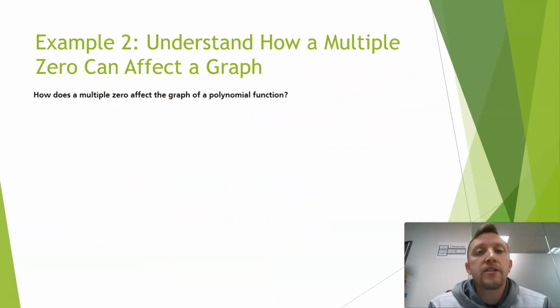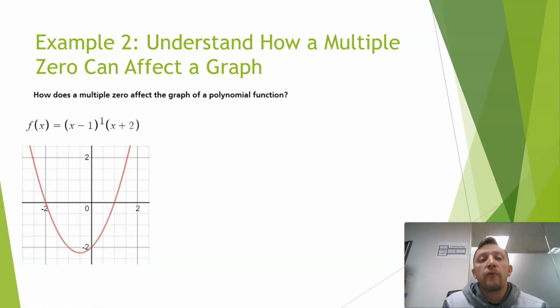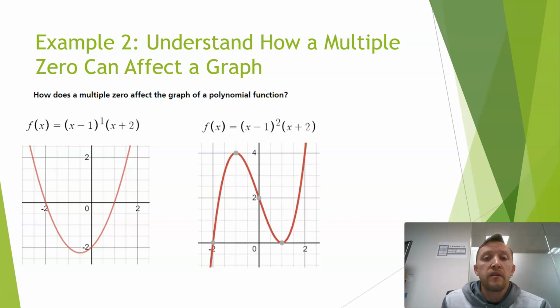All right, let's look at how multiple zeros can affect a graph. So here we have x minus 1 to the first power times x plus 2. So we don't have any multiples. We have just one factor at x minus 1 and one factor at x plus 2. And if you notice, this other one, we have x minus 1 squared times x plus 2. So they have the same x-intercepts. But notice the x minus 1 squared changes the shape of the graph, because at that point we have technically two zeros.